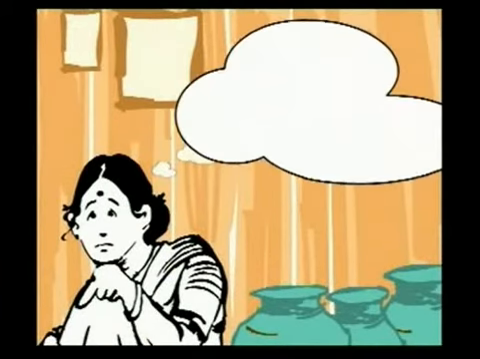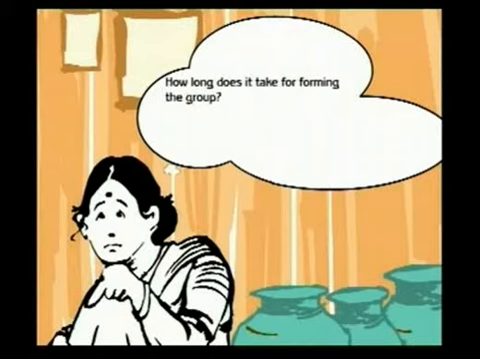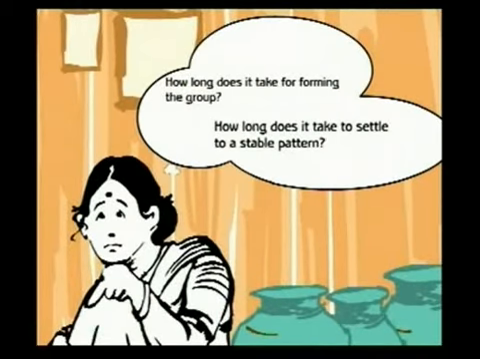After visiting the family for the second time, I called one member from each family to attend the meeting, and this is our first meeting of the SHG. How long does it take for forming the group? How long does it take to settle to a stable pattern? I took about 5 to 6 months initially, but there have been instances when a good group is formed even after 2 months.